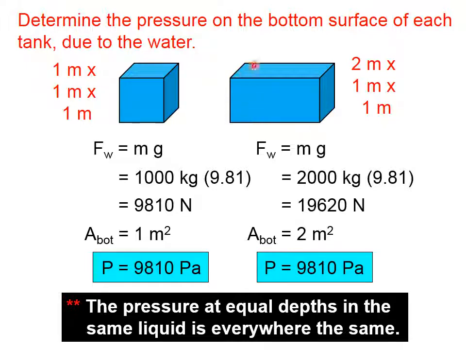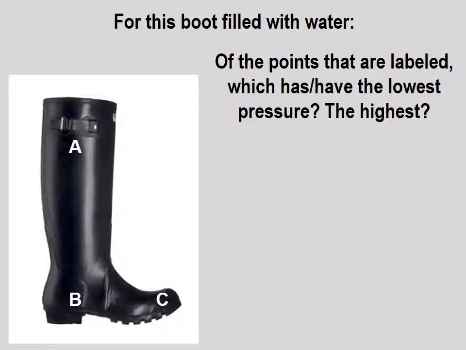It wouldn't matter what shape the container was. It could be a real skinny container, like a very, very tall graduated cylinder. 1 meter below the surface of water, that's the pressure, 9810 pascals. Let's imagine we have this boot, and we fill it with water. Of the points that are labeled, which has or have the lowest pressure, and which has or have the highest?